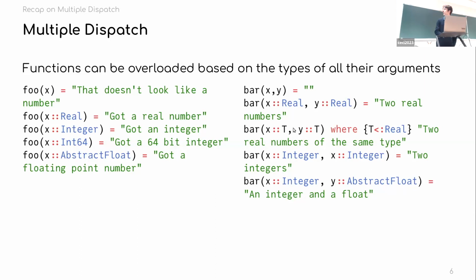So for example, if I were to call this with something like a Float64 and a Float32, they would not be of the same type, and so this other definition would get used. Yes?